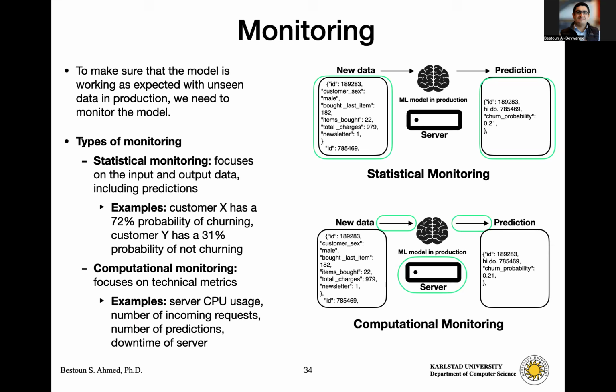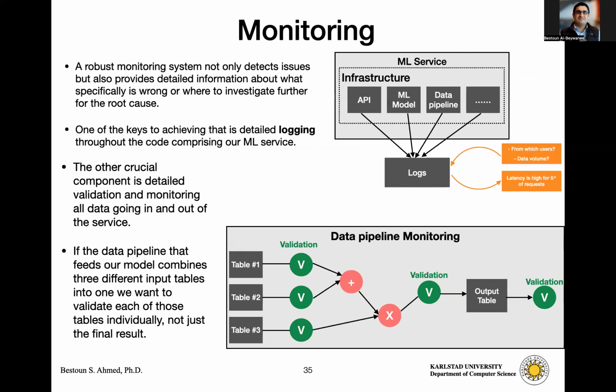For example, you have statistical monitoring, which focuses on the input and output data and takes the statistics, for the customer, for example, and so on. So this is a kind of monitoring where you monitor the input and output and take statistics from both sides. Computational monitoring, you focus on the computation usage, the resource usage, for example, the usage of memory or CPU, number of incoming requests, number of predictions, downtime in the server, and so on.